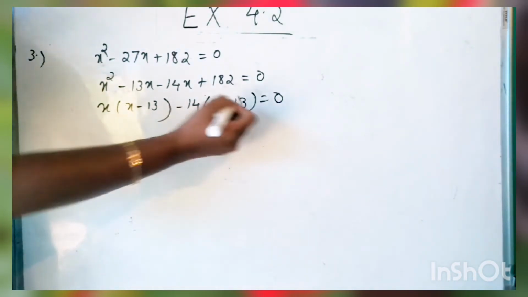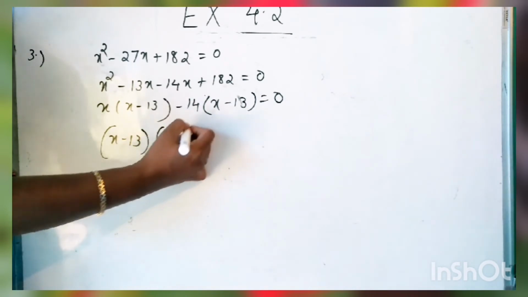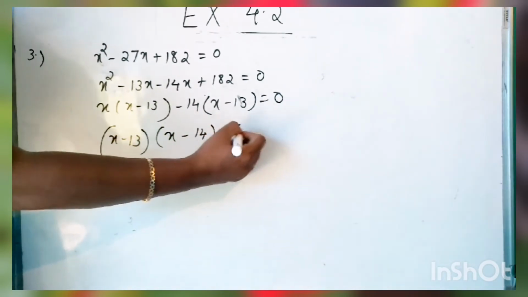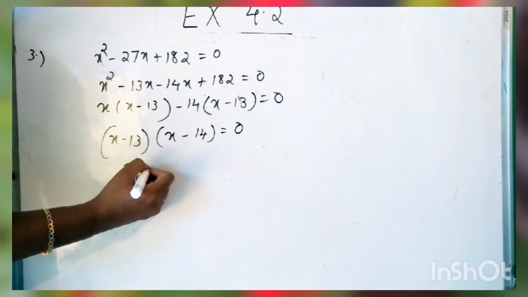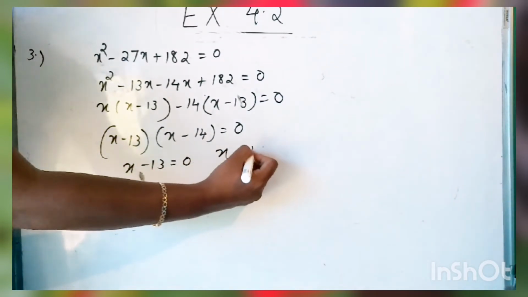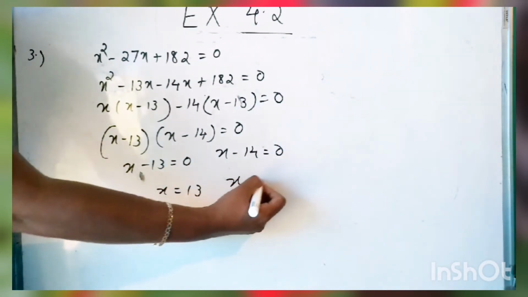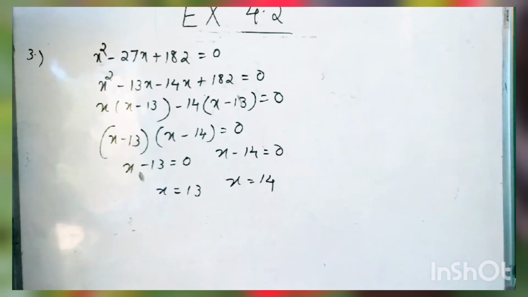And now x minus 13 is common. So x minus 13 into, in the first term x will remain and the second term minus 14 will remain. This is equal to 0. That is x minus 13 is equal to 0, or x minus 14 is equal to 0. That is x is equal to 13 or x is equal to 14.